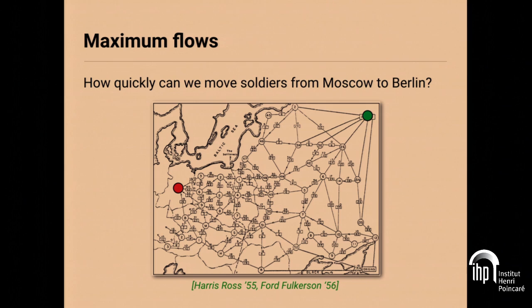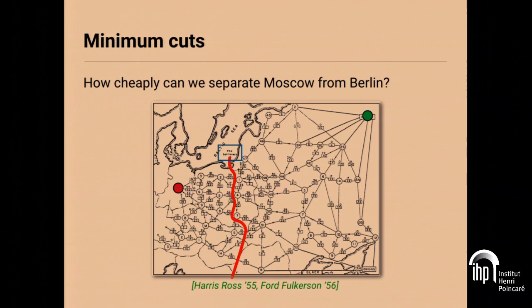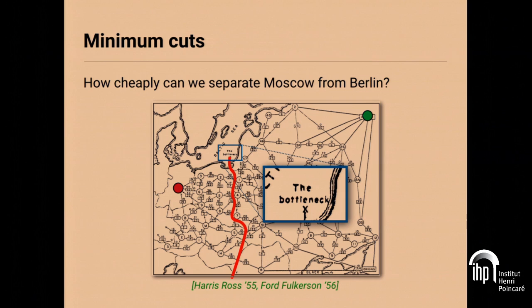And both Harris and Ross and later Ford and Fulkerson recognized that there was a line that you could draw on the map. The Russians are going to send troops to Berlin. Oh, yes, they do. Did I mention Kantorovich just a few seconds ago? Though we didn't realize that at the time.